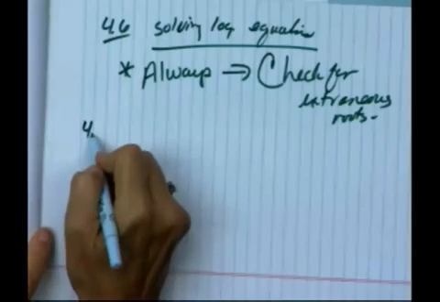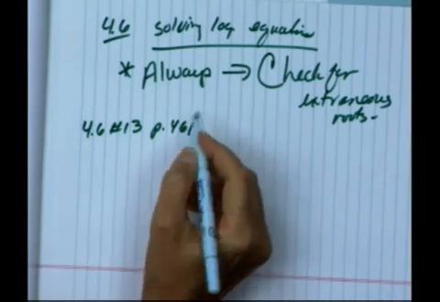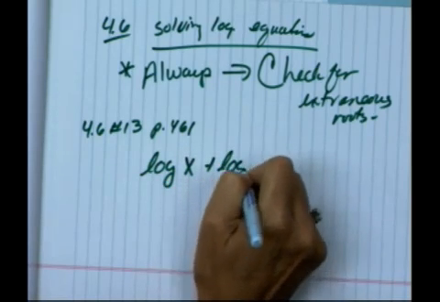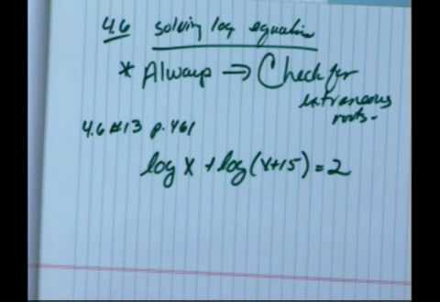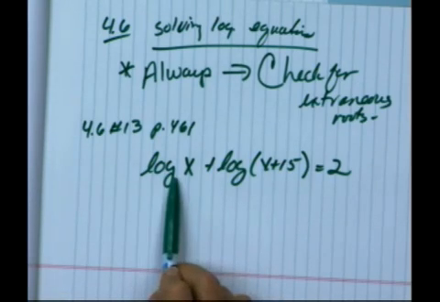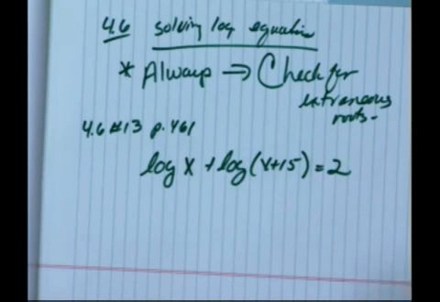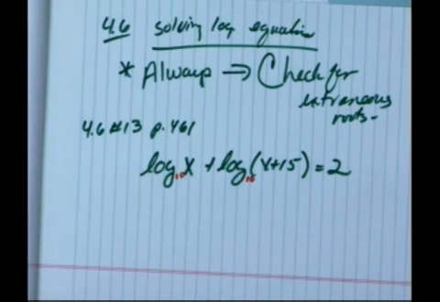All right, so 4.6 questions were 4.6 number 13. This is on page 461, and number 13 looks like this. Log x plus log x plus 15 equals 2. What's the understood base in number 13? 10. That's a common log. When you don't see a base and you see a log, it's understood to be 10. Base 10, common log. Common log being our number system is a base 10.